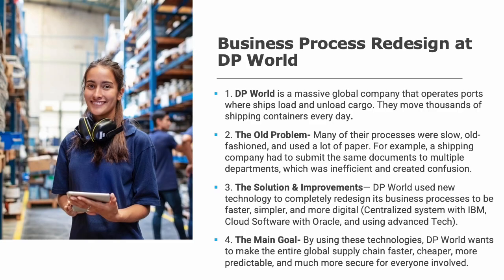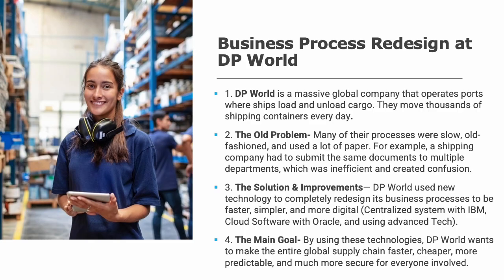So they came up with the solution and the improvement. The solution was not just to add computers. Instead, they did a complete business process redesign. And this means that they used the new technology, like the cloud software from big companies like IBM and Oracle, to completely change and simplify how the paperwork and information flows. They made everything digital and connected.